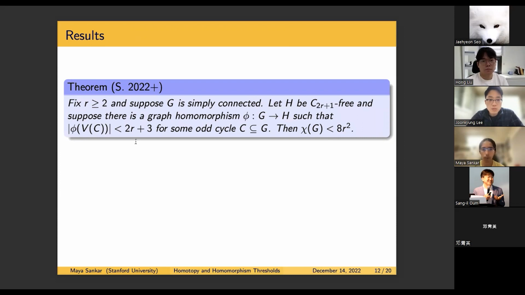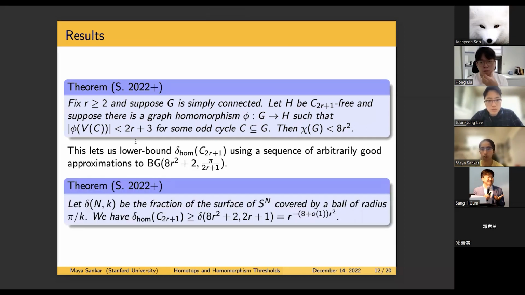This is not quite the same thing as being non-injective, but with the Borsa graph, all odd cycles have length at least 2R+3, so it becomes the same condition. Basically, we want there to be a short odd cycle in the image of phi. In this case, we can bound the chromatic number of G. And we can use this to prove a lower bound on the homomorphism threshold of odd cycles.